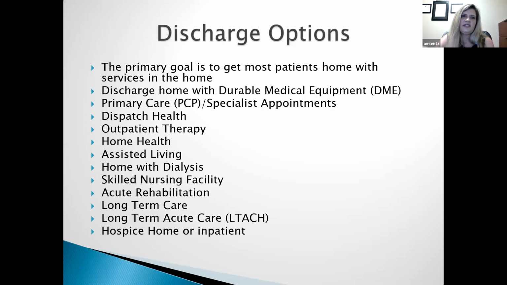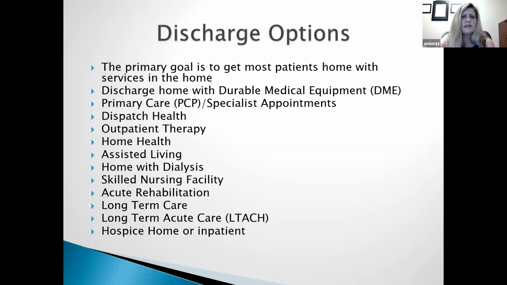And as you can see, there's several, but it used to be in the past that we really pushed to send many people to rehabs or skilled nursing facilities. But evidence-based practice recently has shown that the best place for patients to go is to be discharged home with services in the home. Patients do a lot better when they go home. That is not always feasible. Of course, we have to do what's the safest. But the primary goal is to get them home with any kind of services.